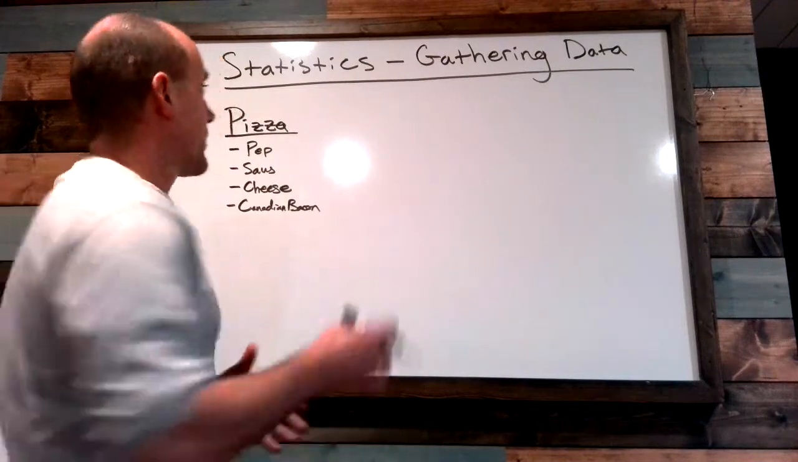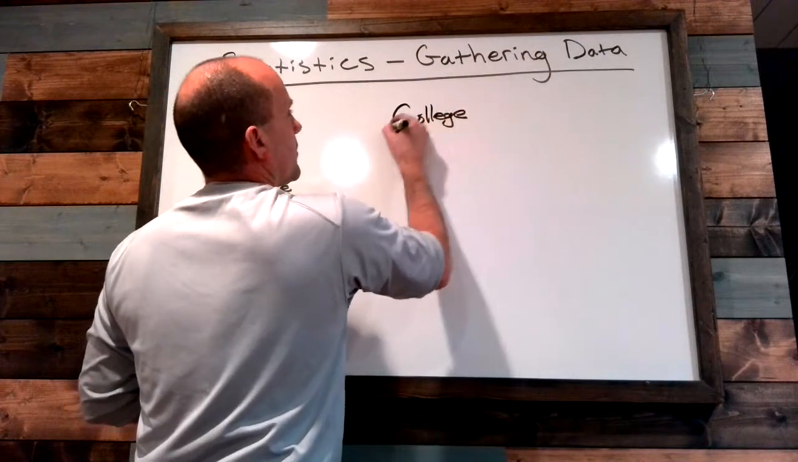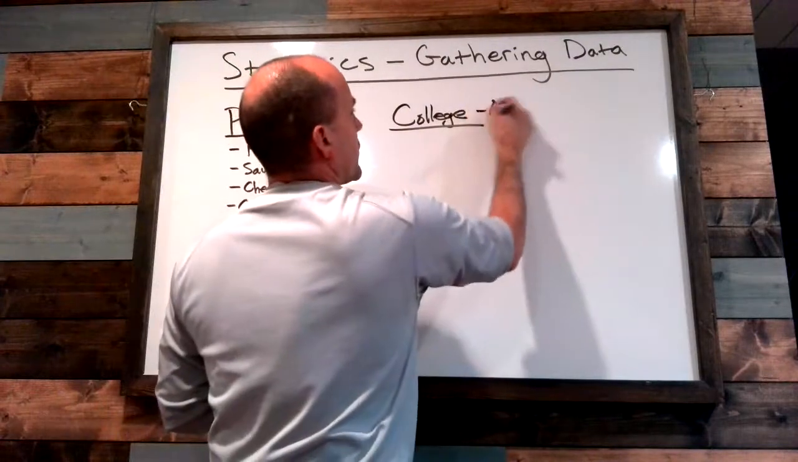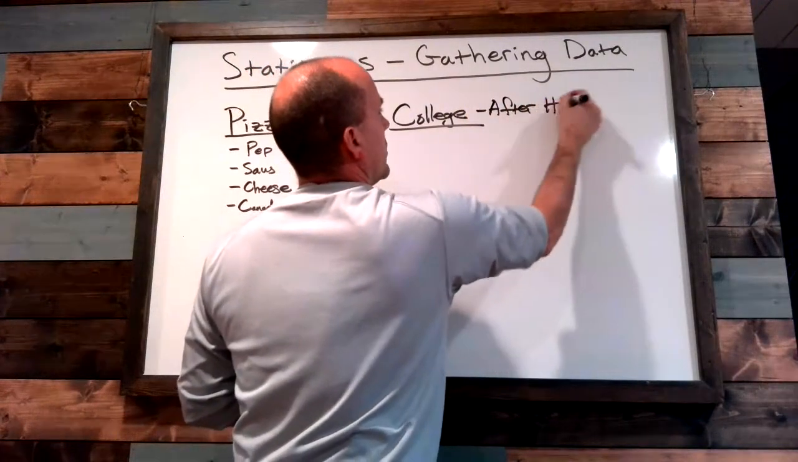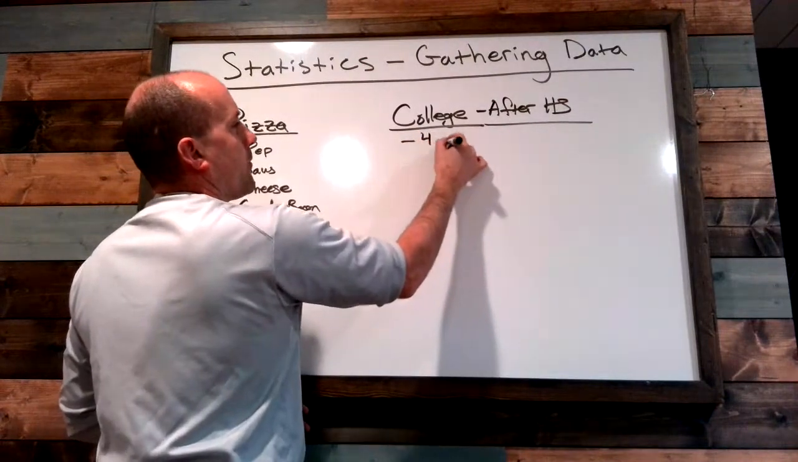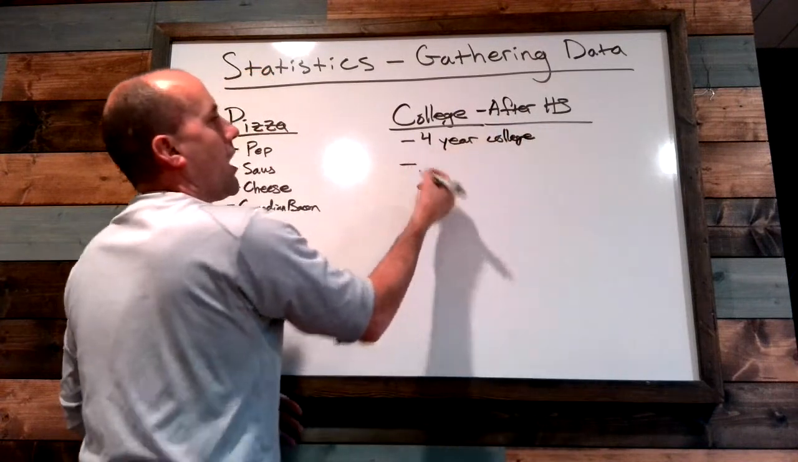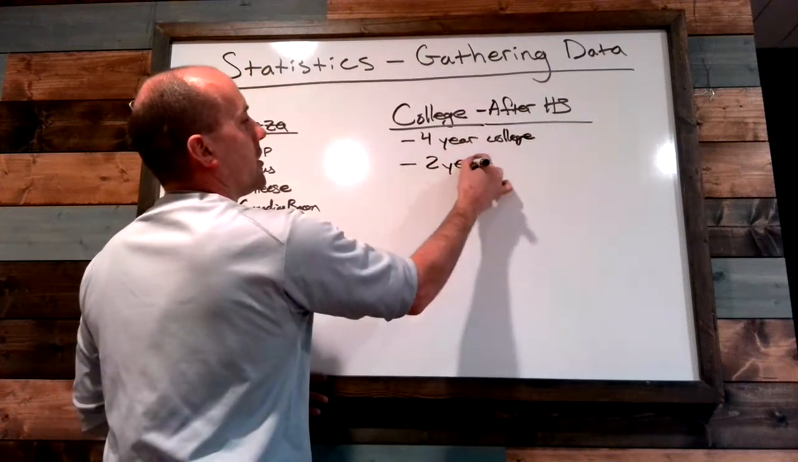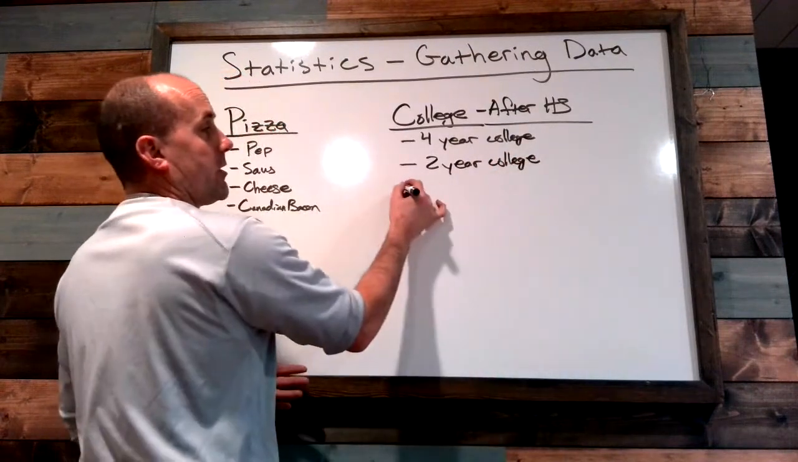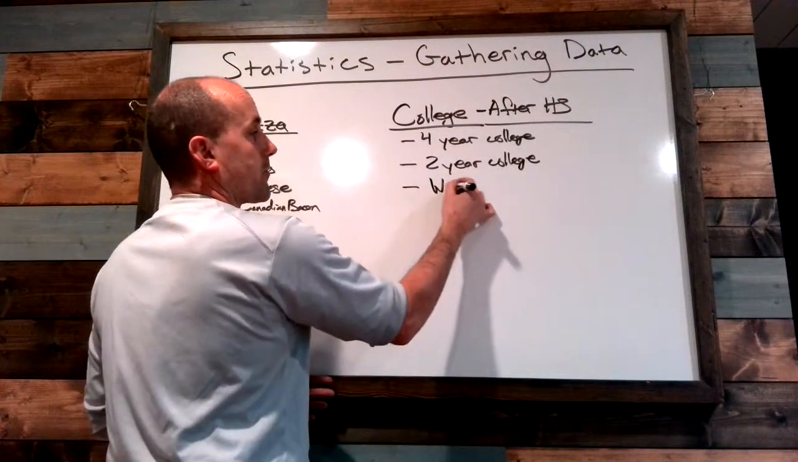All right. Second one I'm going to gather is some information about college. It really should say after school plans, I guess. After high school. I'm wondering how many are choosing a 4-year college? How many are choosing a 2-year college? How many are choosing to say, I'm going to go straight into work?